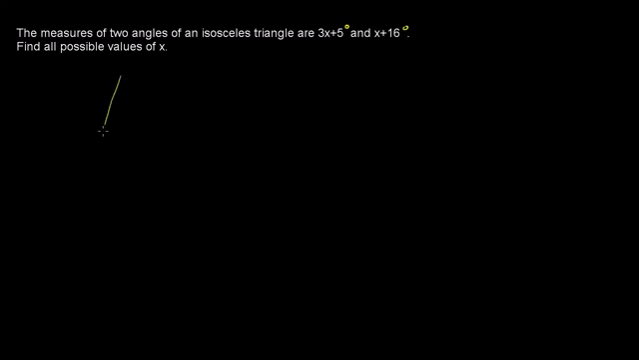Let's draw ourselves an isosceles triangle or two. So it's an isosceles triangle, like that and like that. And actually, let me draw a couple of them, just because we want to think about all of the different possibilities here. So we know from what we know about isosceles triangles that the base angles are going to be congruent. So that angle is going to be equal to that angle. And so what could the 3x plus 5 degrees and the x plus 16 be measures of?